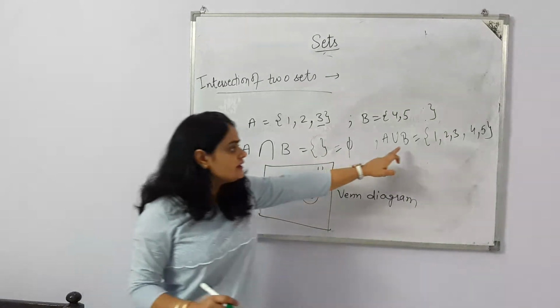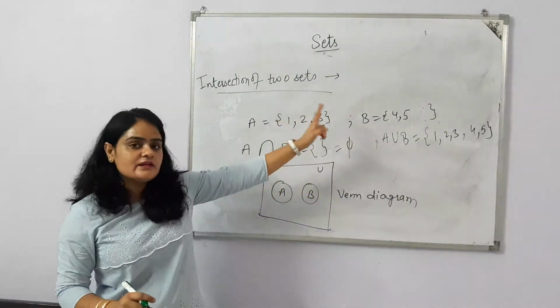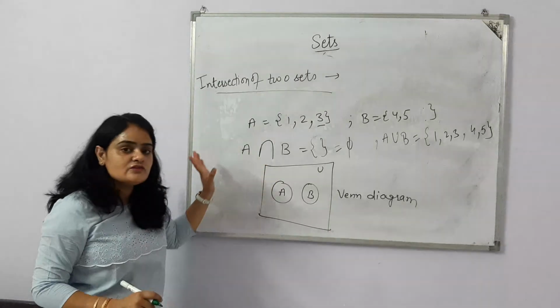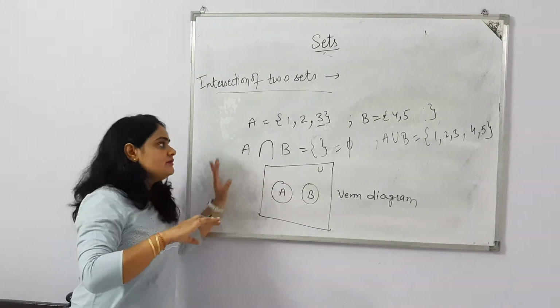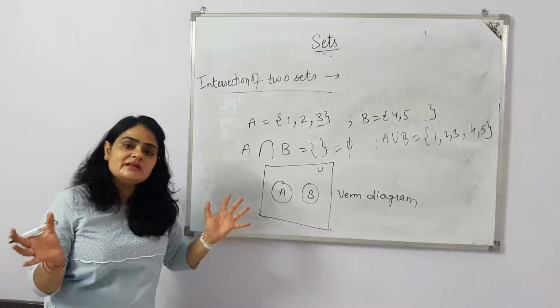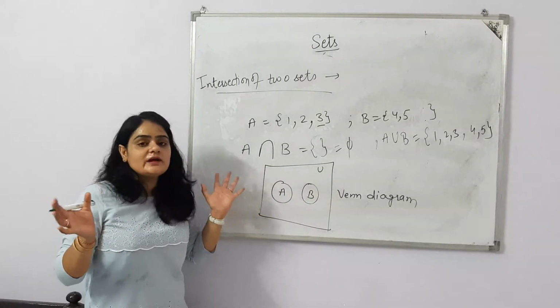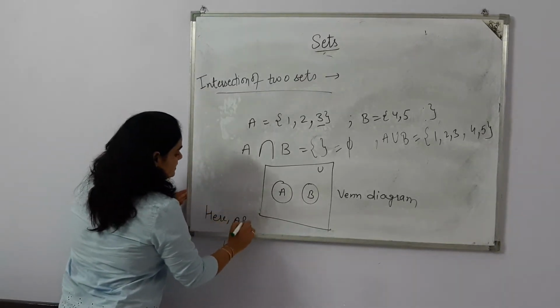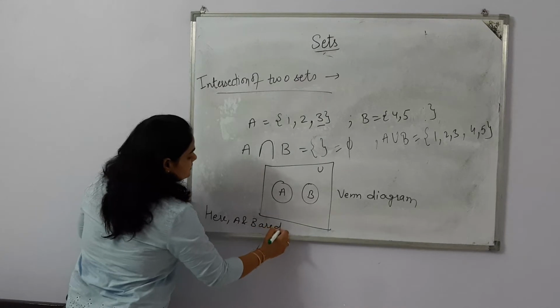We can find the union. Union contains all the elements of A as well as of B. But whenever we are talking about intersection, that means the common elements. There is no element which is common between A and B. So here A and B are apart from each other. That means both are disjoint sets. So here A and B are disjoint sets.